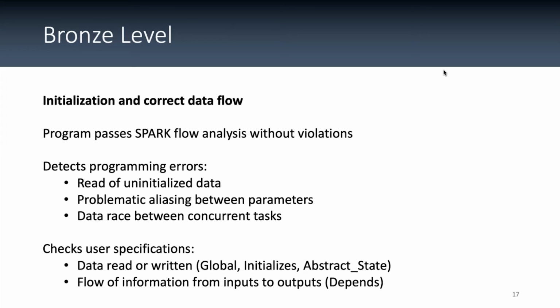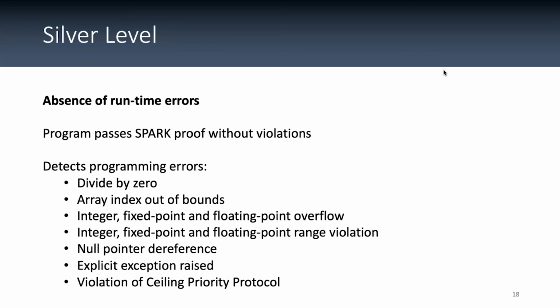At the next level, the bronze level, we check that initialization is correct. All variables are initialized before they're read, and the data flows as specified by the user, which are the contracts I showed before, are respected by the code. So it will detect problems with reads of uninitialized data, problematic aliasing, even data races between concurrent tasks at this level. The next level is where we check for absence of runtime errors. We call that the silver level. Here it uses the proof part of the technology, and it will detect all kinds of runtime errors: division by zero, array out of bounds, all kinds of overflows and violations of range and specifications of types.